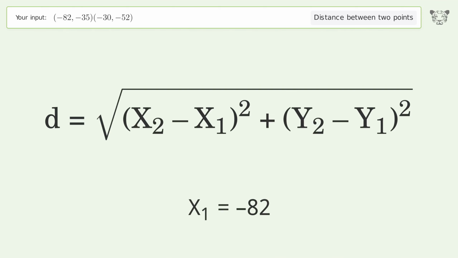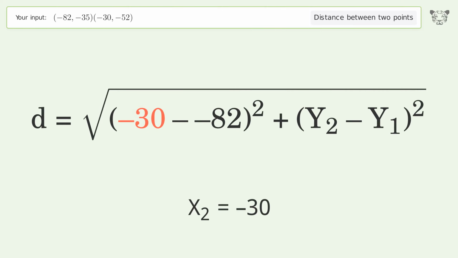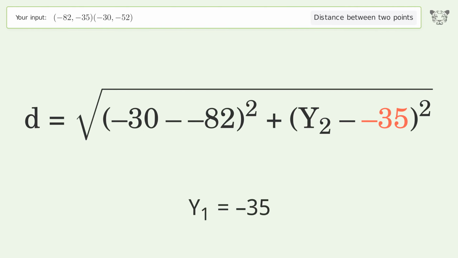x1 equals -82. x2 equals -30. y1 equals -35. y2 equals -52.